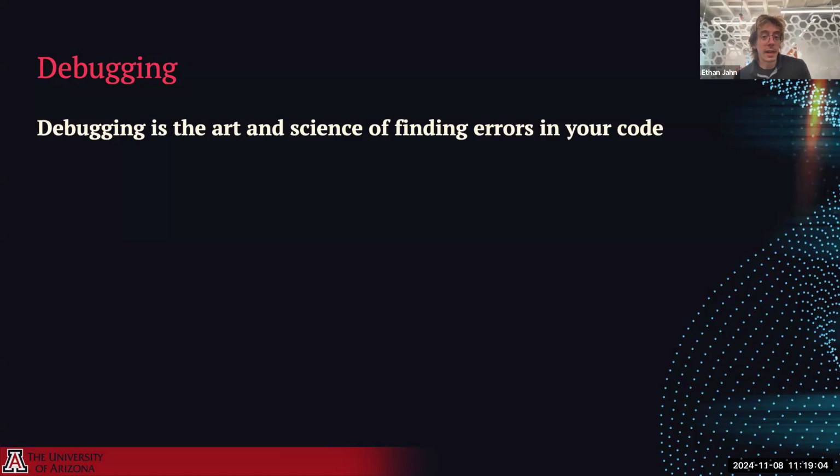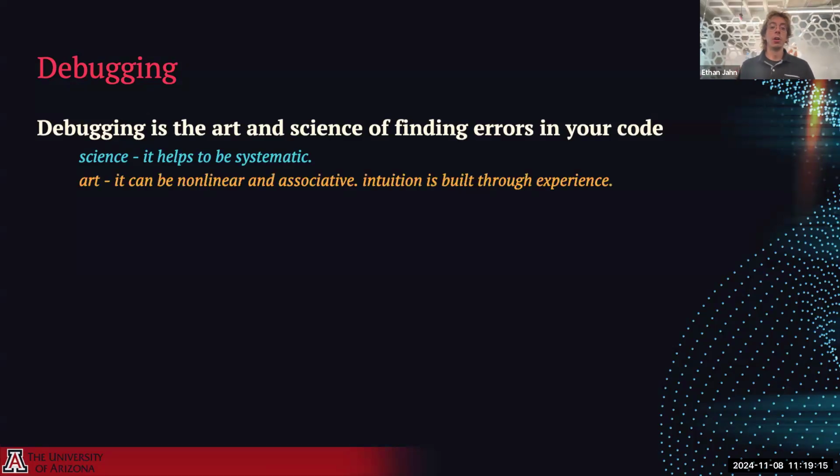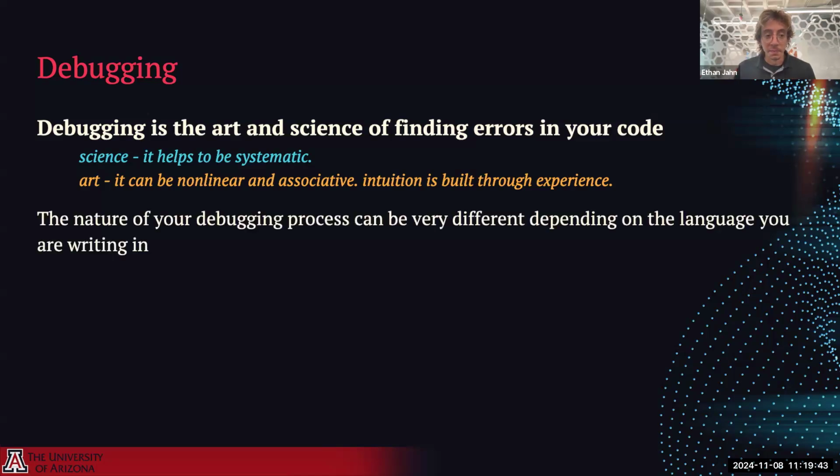Debugging is the art and science of finding errors in your code. And I use both of those words for an intentional reason. Science, because it helps to be systematic in your approach to debugging. And it's also an art because it can be very nonlinear and very associative. You build intuition by debugging. It's something that comes with experience. So even if you are being very systematic, if you're not familiar with a variety of different error messages or terms or contexts or a million other things, it can be a bit challenging at first. So it's an art because it's something that you learn through practice and skill and by doing.